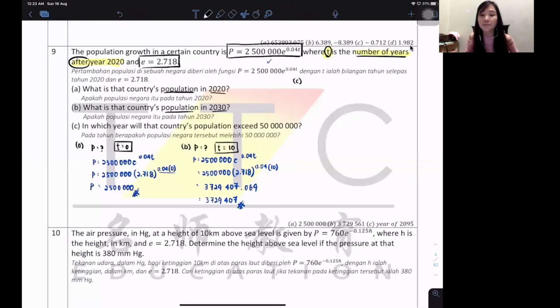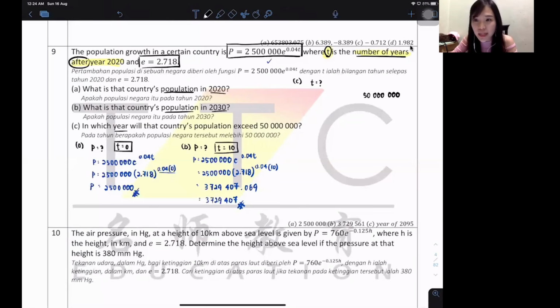Next one, C. In which year? This time they didn't ask for population, they asked for in which year. So they asked for the year, that means this time they asked for the time, the T, correct? In which year does the country population exceed 50 million? So now the 50 million, is it still the T?